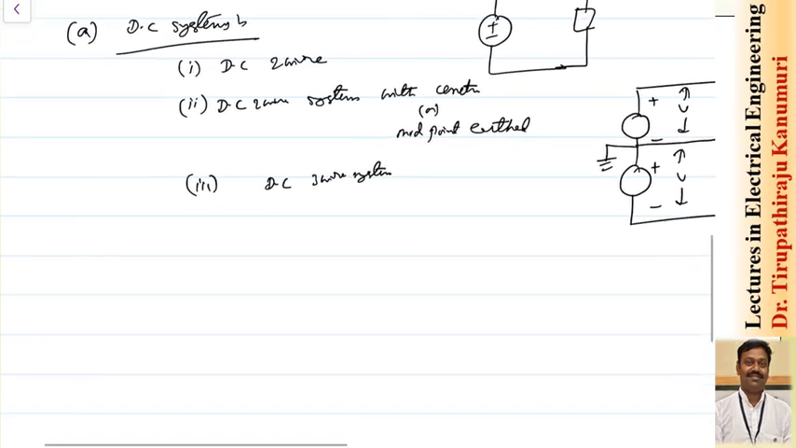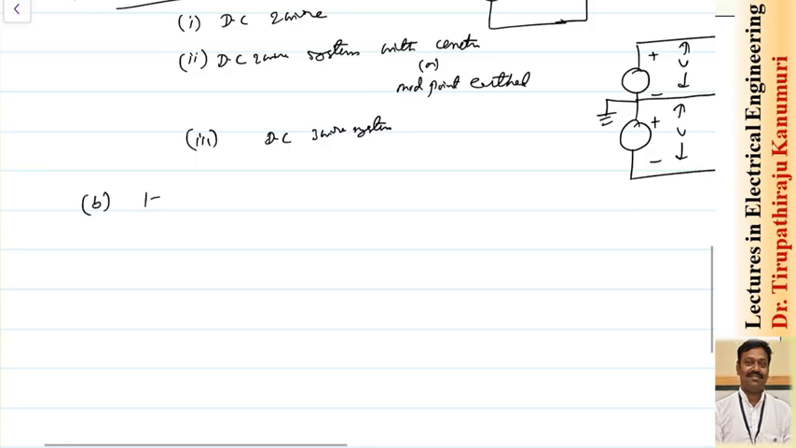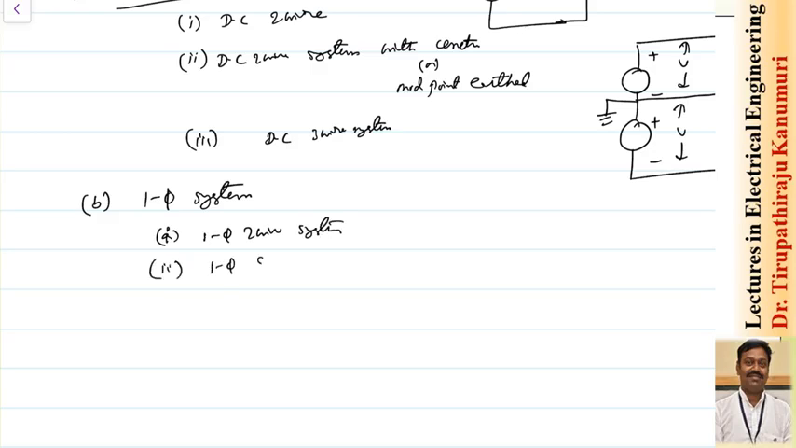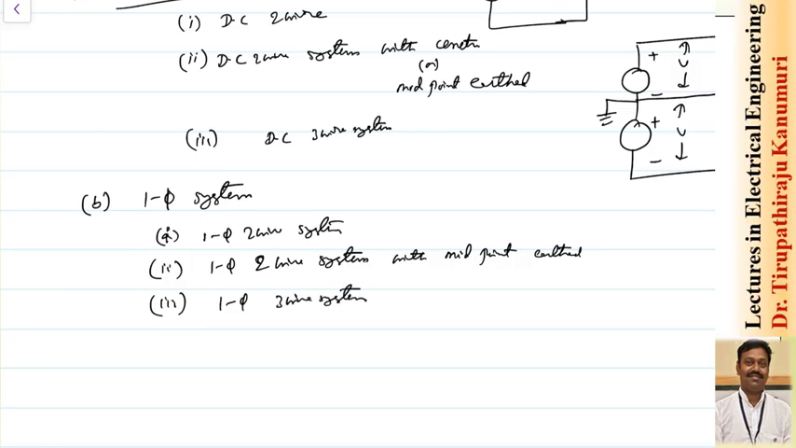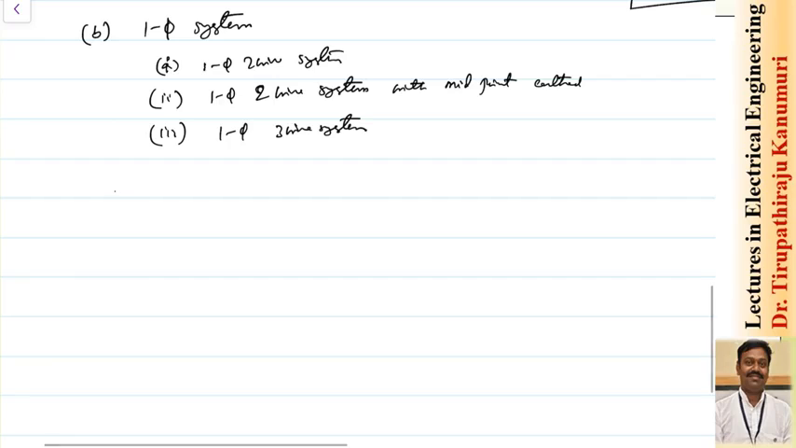Now coming to the AC systems, there are different types. The first one is the single phase system. Again in single phase, different types are there. The first one is the single phase 2-wire system. It will be the same thing as before. The second one is the single phase 2-wire system with midpoint earth. And the third one is the single phase 3-wire system. These are the single phase systems. We are going to see them in detail in the coming classes. Here I am only briefly discussing what the things are.